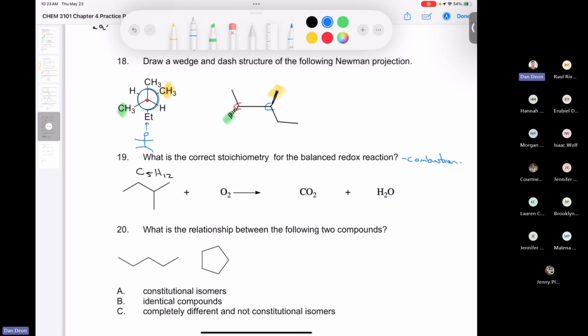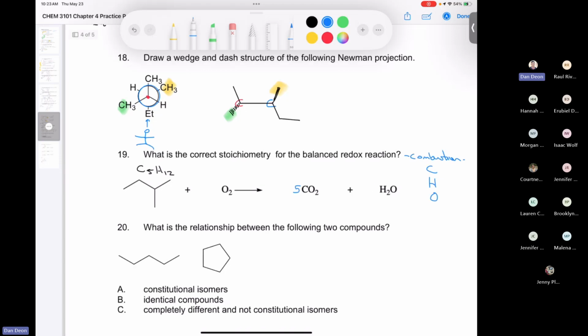Always balance the elements in this order. Start with carbon, do hydrogen second, and oxygen last. So we have 5 carbons, we need a 5 in front of here. We have 12 hydrogens, so we need a 6 in front of here. We tally up the total number of oxygens. We get 10 plus 6, which gives us 16. So what times 2 gives you 16? The answer is 8, and we are done. So remember, always do it in this order. Number 1, balance your carbons. Number 2, balance your hydrogens. And 3, save the oxygen for last.